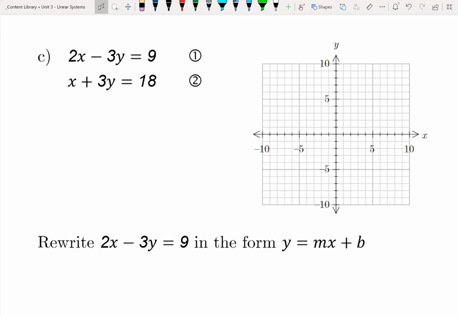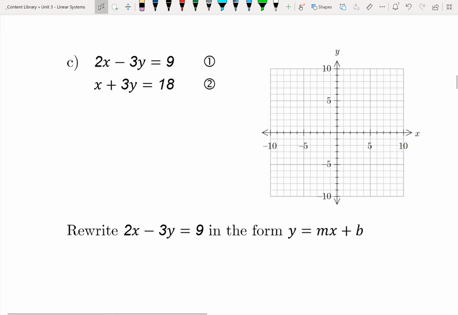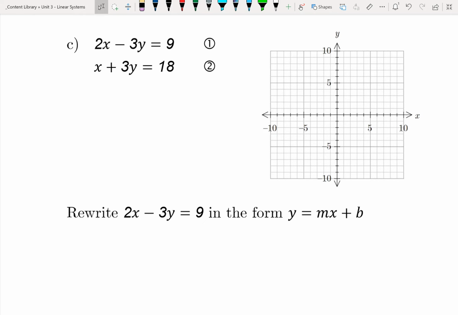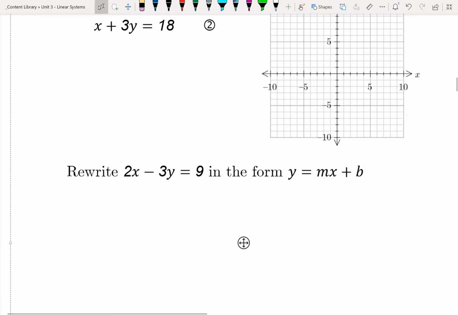For C, C is going to be a little different, right? I am given two equations of a line, however, they're not in y equals mx plus b form or slope-intercept form, so I can't graph these right away because I don't have the proper information. The pieces are there, I just need to put it into the right form. So the first thing I need to do is rewrite each equation in the form y equals mx plus b. So we've done examples like this in the past, in our past unit.